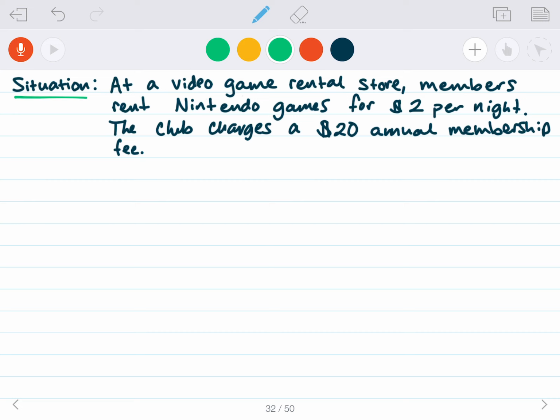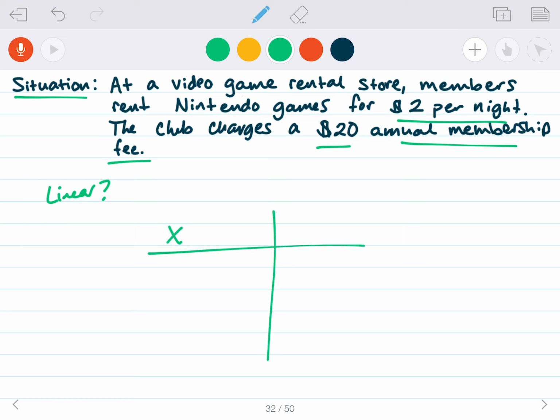Okay, what about this situation? At a video game rental store, members rent Nintendo games for $2 a night, and the club charges a $20 annual membership. Is this a linear situation? Well, let's make a little table again. So what would x and y be? Think about that.